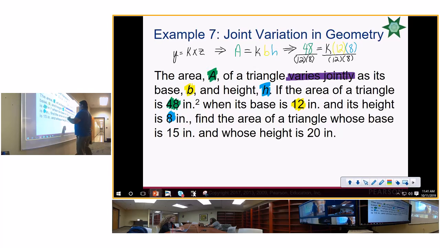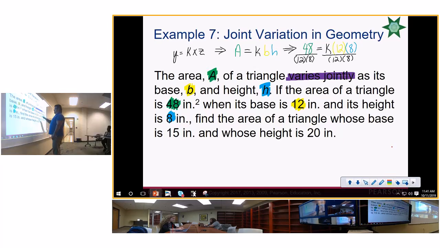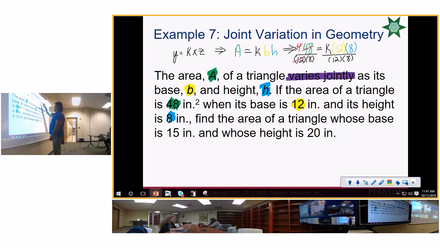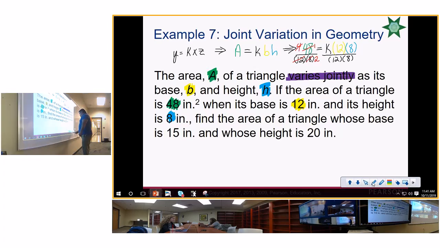Now, you can divide the 12 into 48 or the 8 into 48. They're both multiples. But I'm going to divide the 12. Why am I going to do that? Because 12 will go into 48 how many times? 4 times. And what's 4 over 8? 1 over what? Isn't it a miracle? So K is equal to 1/2.